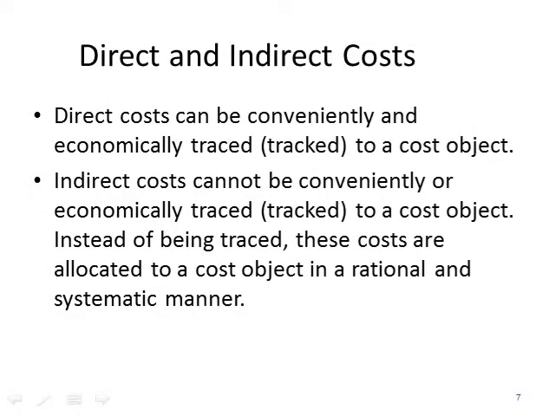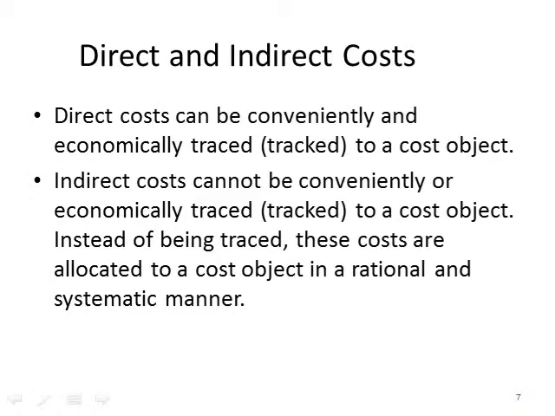One way we differentiate between different kinds of costs is to identify them as either direct or indirect. Direct costs can be conveniently and economically traced or tracked to a cost objective. Indirect costs cannot be conveniently or economically traced or tracked to a cost objective. Generally, instead of being traced, these costs, that is indirect costs, are allocated to a cost objective in a rational and systematic manner.